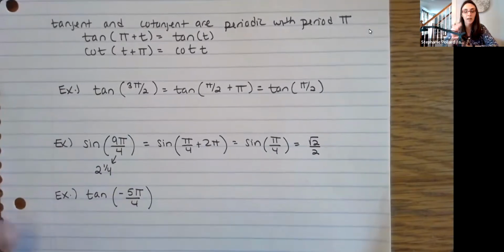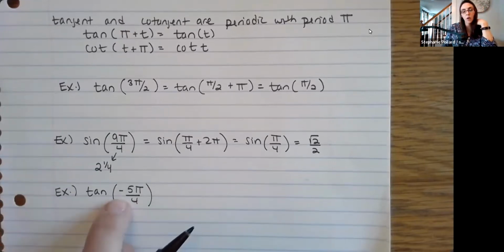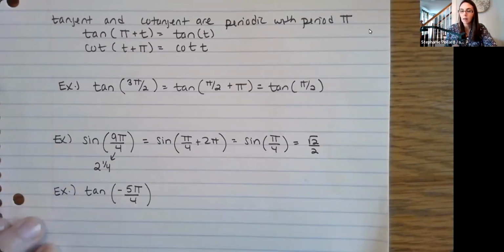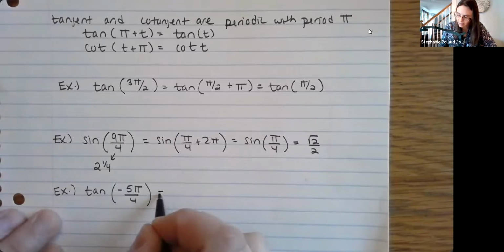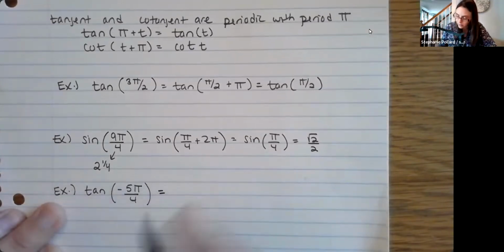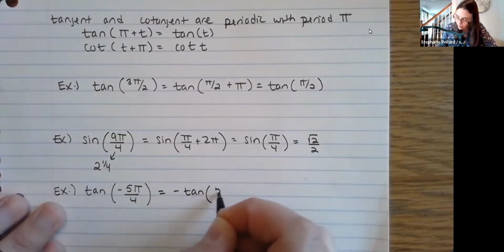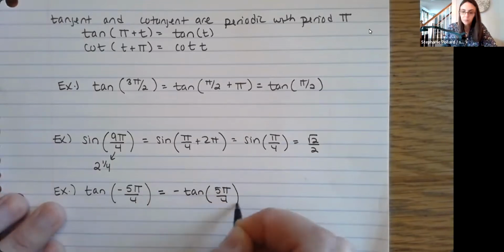Now let's do tangent of negative 5 pi over 4. This one has different ways to do it because you have a negative. So one way to do it is to remember that tangent was an odd function. So what happens is we can rewrite this and take that negative out, basically. So this is the same answer as negative tangent of 5 pi over 4.